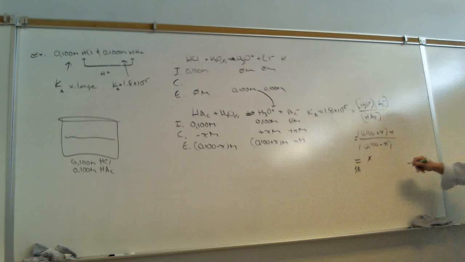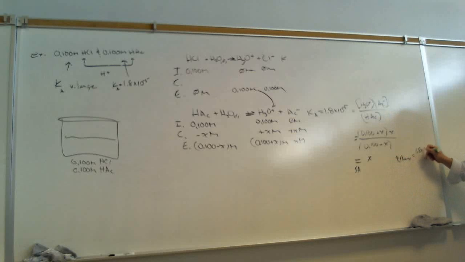Let's calculate the percent change. Change is going to be 1.8 times 10 to the minus 5 divided by 0.100 times 100%. So this is 10 to the minus 1, 10 to the minus 4, 10 to the minus 2. 0.018%. So that was a good simplifying assumption.